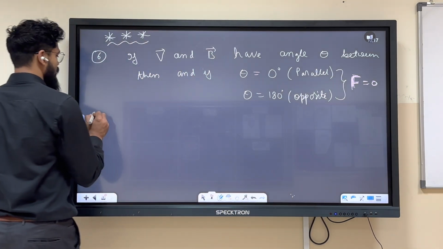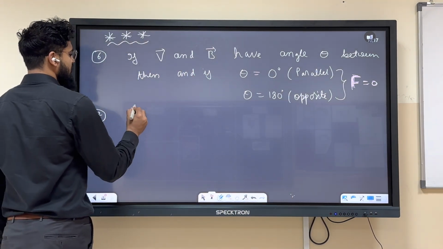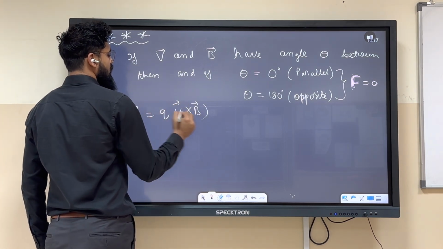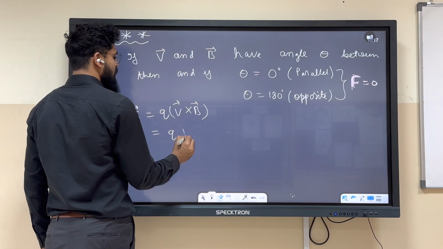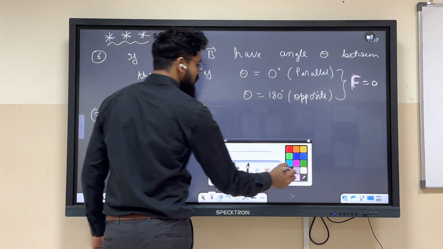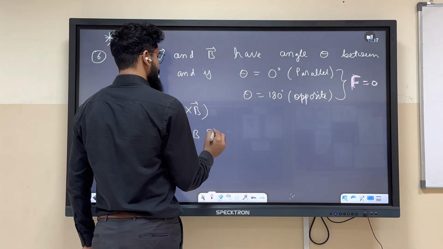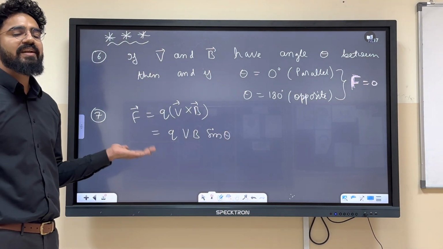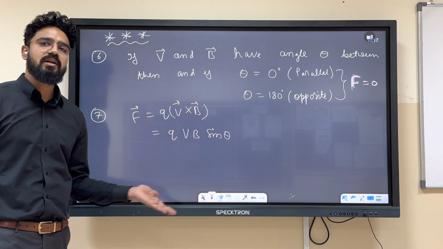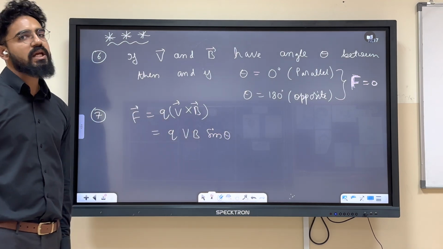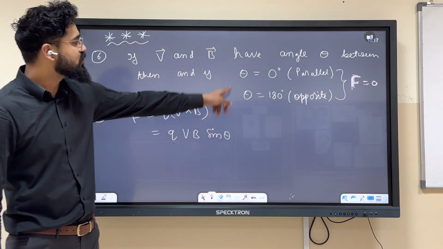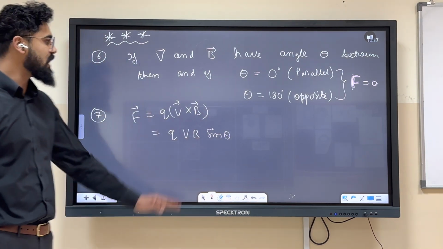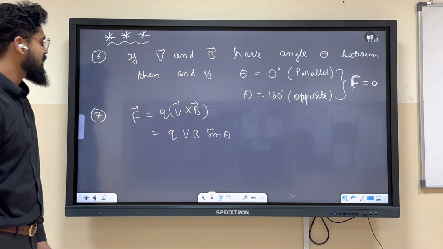Because we already know that force is nothing but Q into V cross B. So what is the cross product? V B into sine theta. So over here, if theta is given as 30 degree, 60 degree, 90 degree, 150 degree, 180 degree, you can put it over here and get the answer. At theta equals 0 degree, sine theta is 0. At 180 as well, it is 0. Correct? So that's why the answer is coming like this.